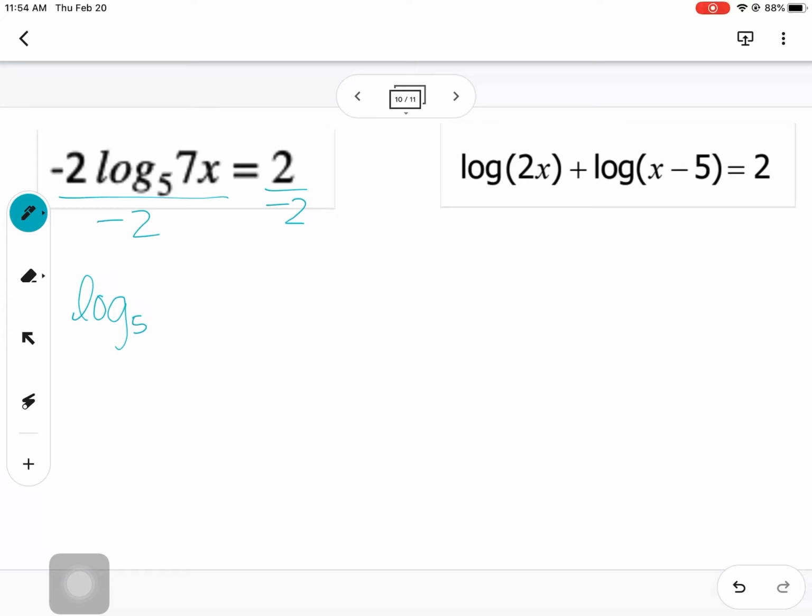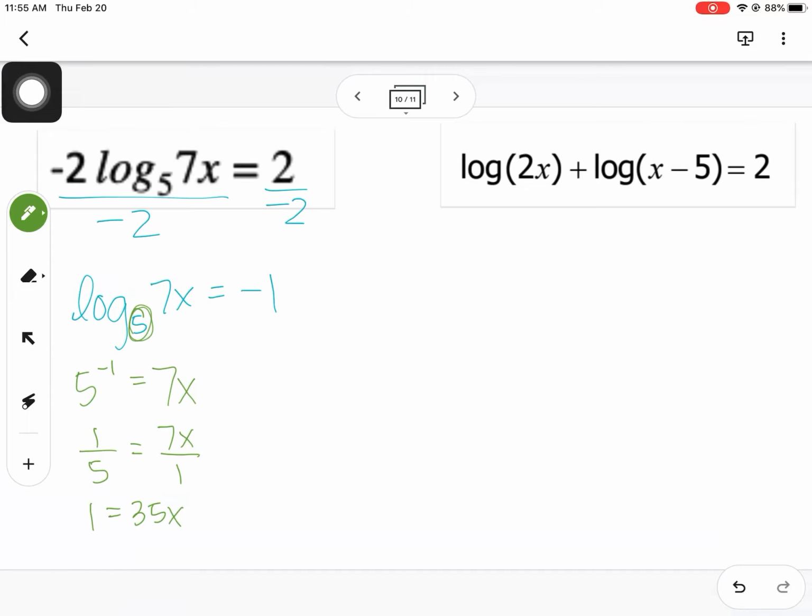So this is going to be log base 5 of 7x equals -1. Now this looks like our log equals a number. So again, I can go ahead and rewrite it. Your base of your log is the base of your exponent, so 5 to the -1st equals 7x. If we think back about our exponent properties, 5 to the -1st tells me it's just going to be 1 over 5 equals 7x, and then I can think of this as cross multiplying. 1 times 1 is 1, 7 times 5 is 35x, and then we got to divide by that 35, so x is 1 over 35.